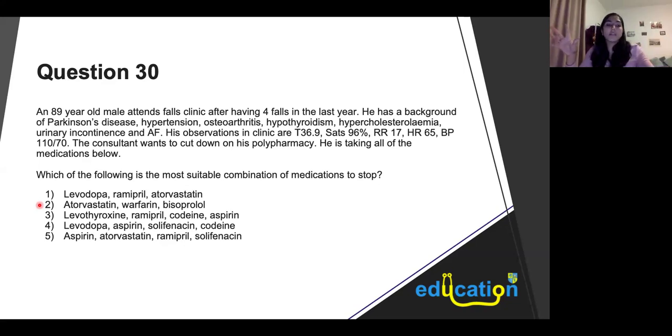There are gray areas, but essentially, out of the 5, this is definitely the best answer because you're getting rid of your ACE inhibitors. You don't need that. Getting rid of the statin and the aspirin, because those are both for secondary prevention, which we don't need now. And the solifenacin is an anticholinergic for his urinary incontinence.